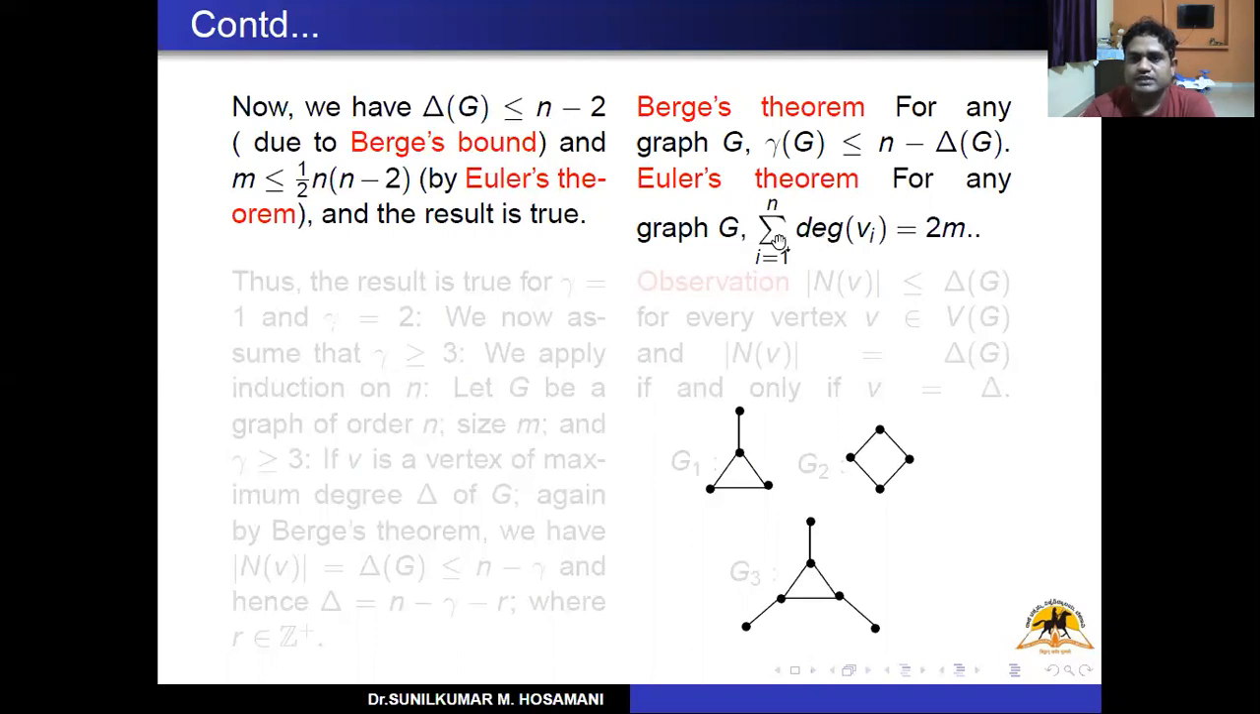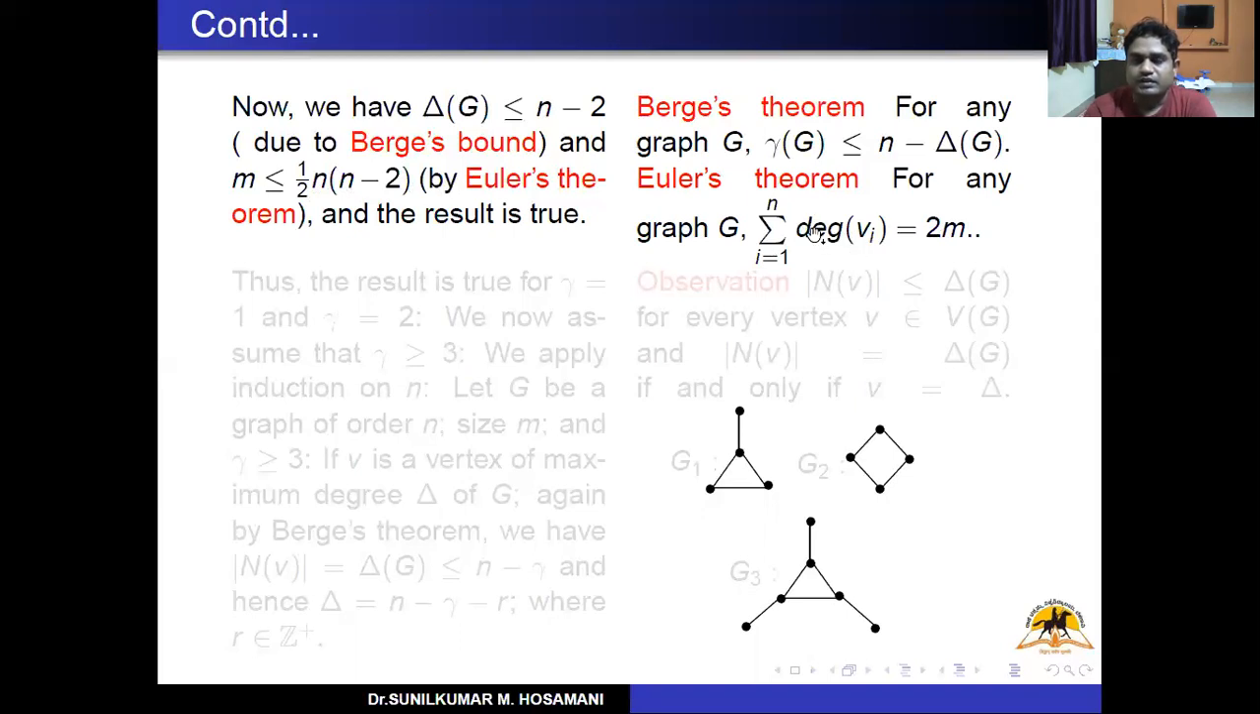And one more thing, Euler's theorem, also called the handshaking lemma, says that the summation of the degree of every vertex in a given graph G is equal to twice the number of edges. Here I am considering degrees of vertices less than or equal to n minus 2. In that case, if I consider the maximum possibility, that is a graph with the degree of every vertex equal to n minus 2, the number of edges will be 1/2 n(n minus 2).